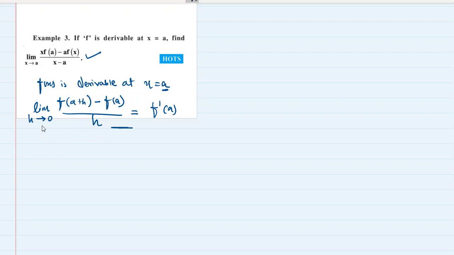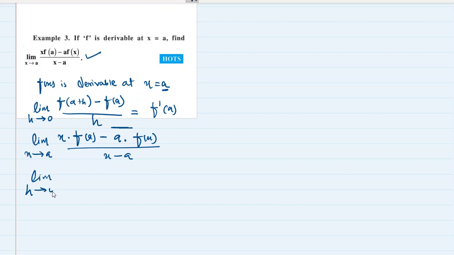Now what we have to find? We have to find limit when x tends to a of x multiplied by f of a minus a multiplied by f of x, the whole upon x minus a. The value of this whole thing we have to find. Now first thing which I want to do is I want to convert it from limit of this function when x tends to a into limit of this function when h tends to 0.